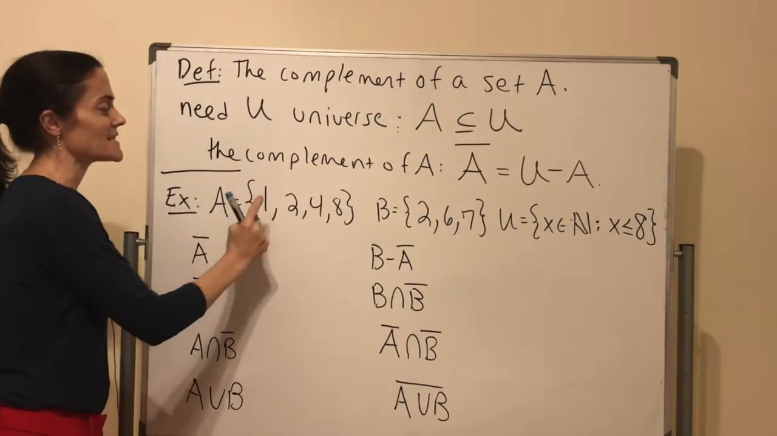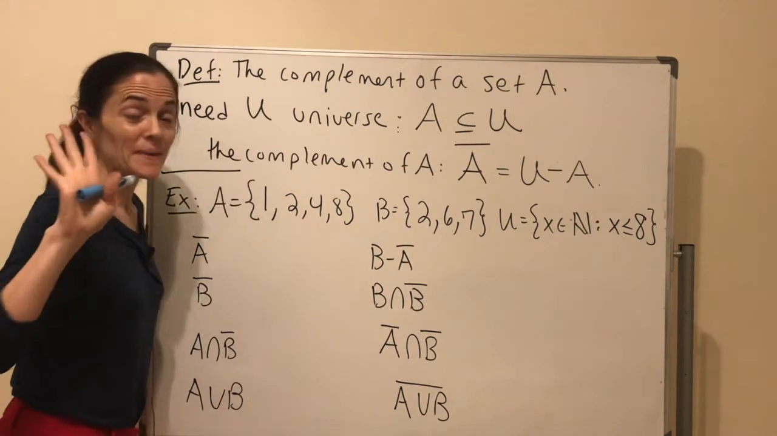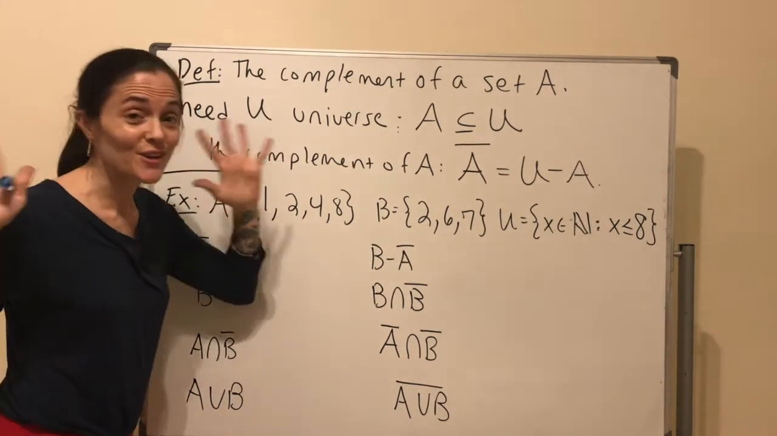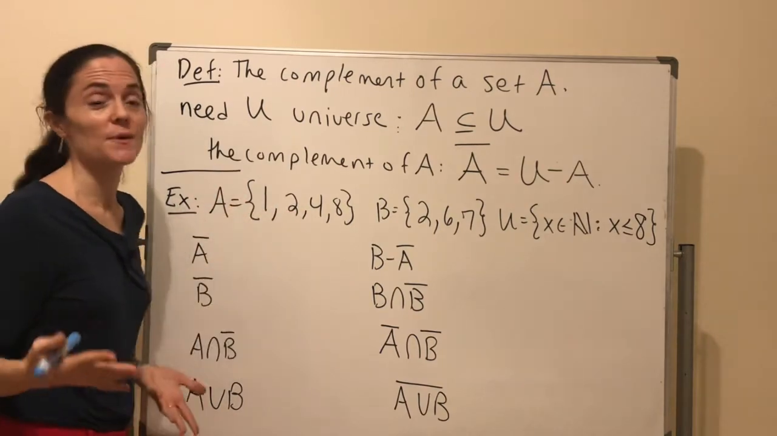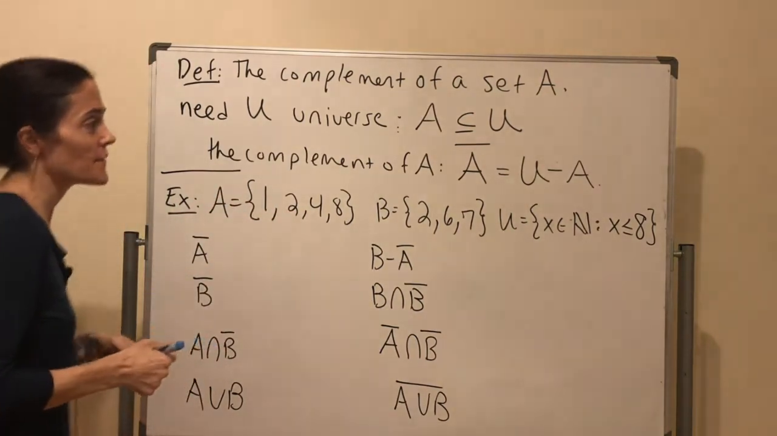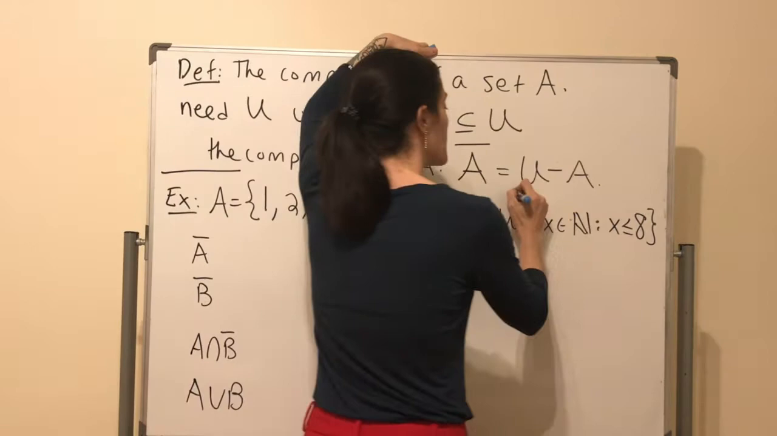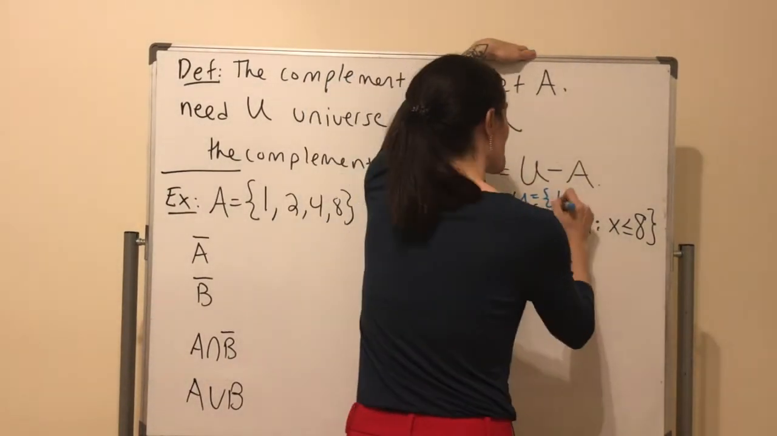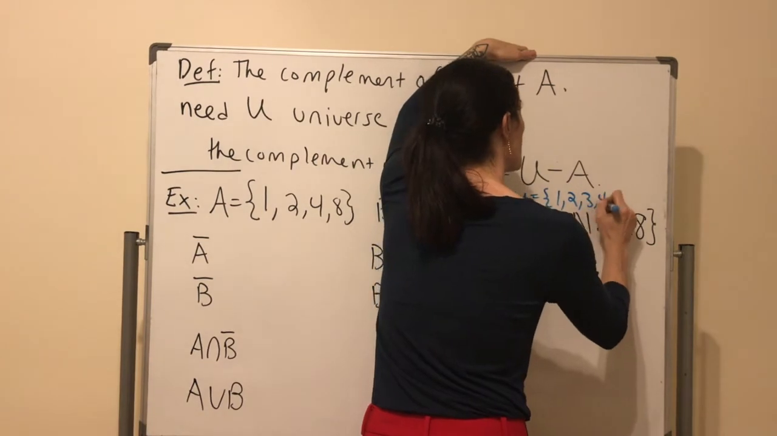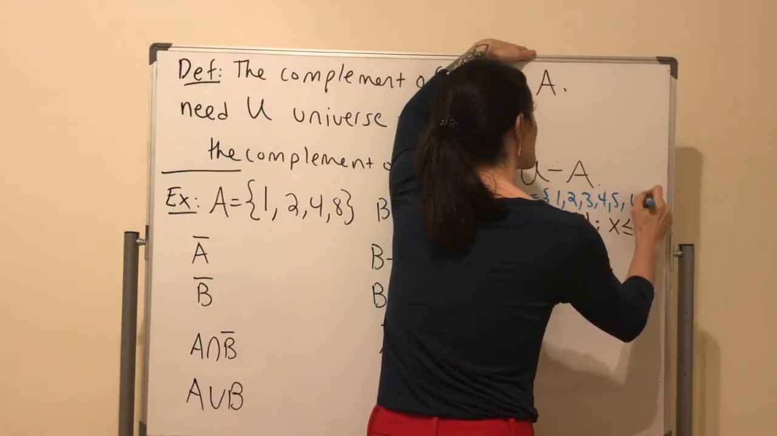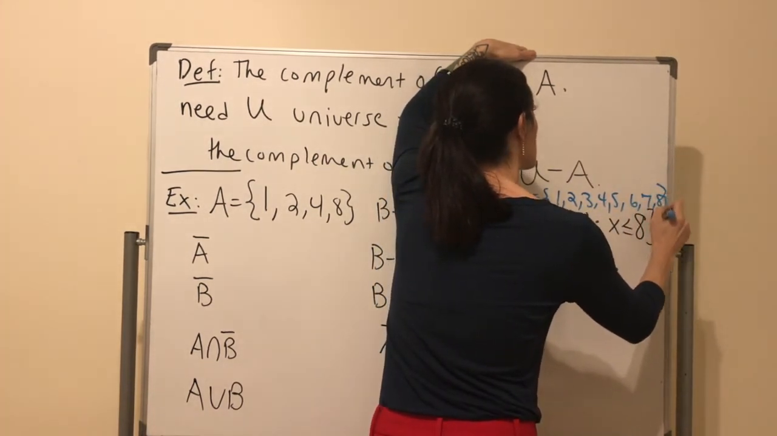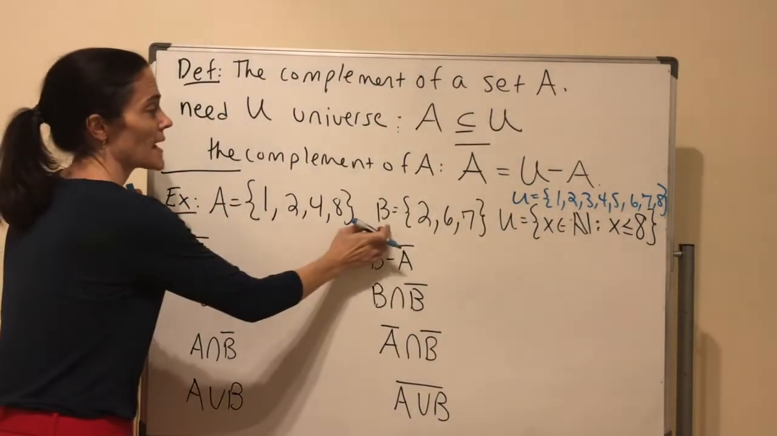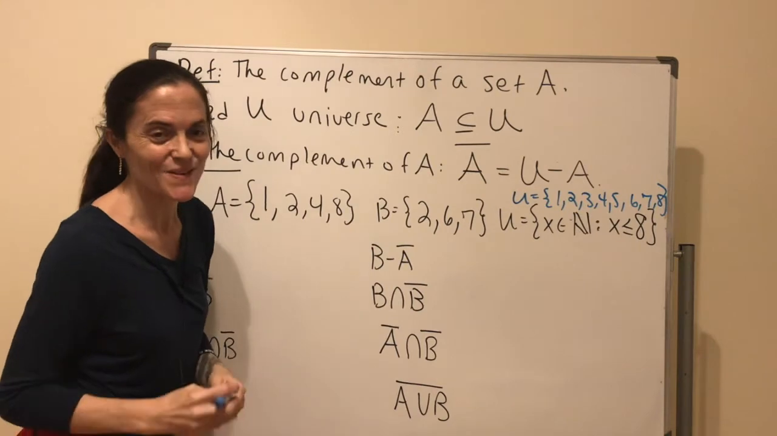Here, A is the set 1, 2, 4, 8. B is the set 2, 6, 7. And U, our universe, is all natural numbers less than or equal to 8. We can write out U. This is just 1, 2, 3, 4, 5, 6, 7, and 8. Just as a comment, you notice that both A and B sit inside the universe U.